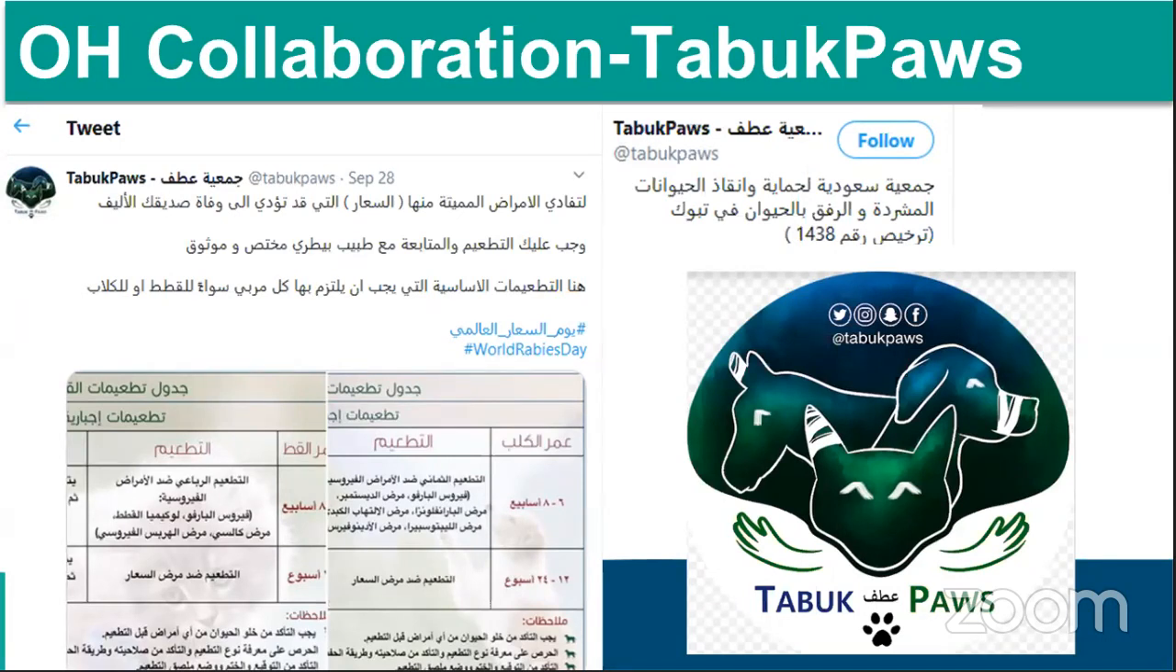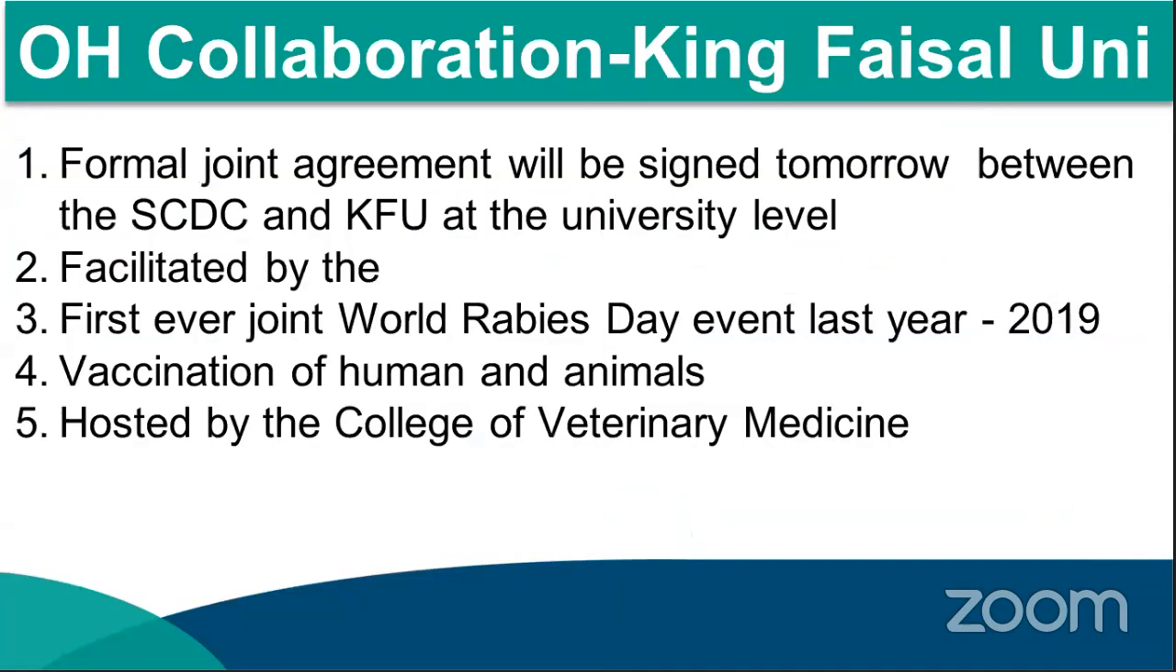There are a lot of them all over the country, and the National Transmission Program also calls for people volunteering. This is one thing we're seeing much in the One Health area. We're collaborating with animal rescuers from all over the country. This is just one of them, Tabuk Pause. And we're also collaborating with universities.